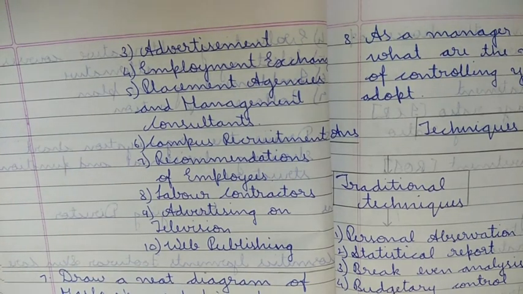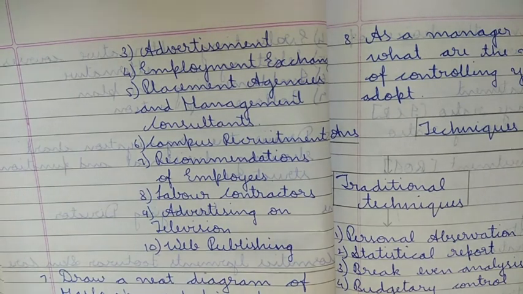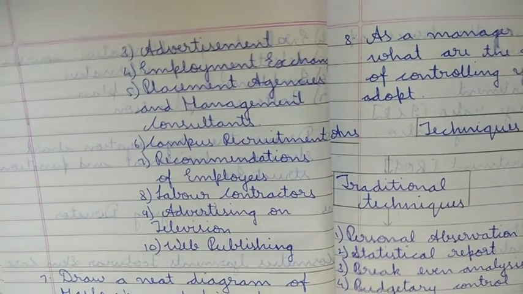Then advertising on television. You would have seen in many TV programs that advertisements run below saying we need employees, and a so and so degree qualification is required. Then web publishing is the same: on the internet we get jobs, right, and a job can be done online. So those are the things.